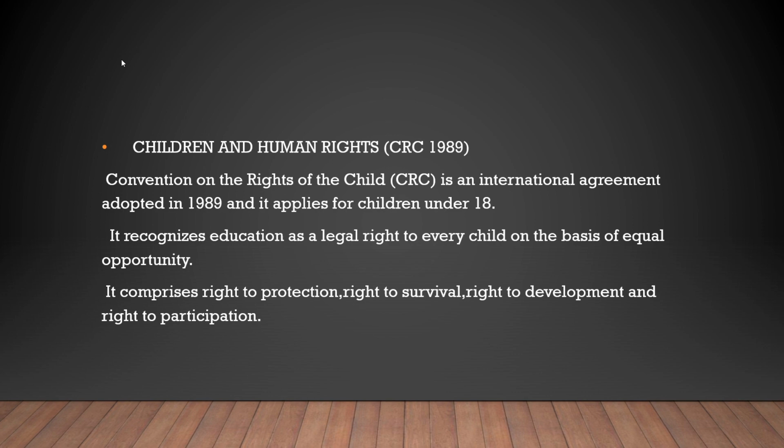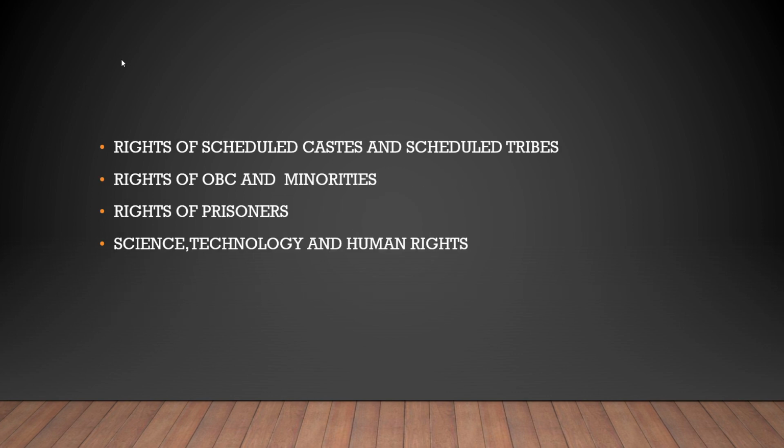Next, we can study rights of OBC and minorities, rights of scheduled caste and scheduled tribes, rights of prisoners, science, technology and human rights. The first one is right of scheduled caste and scheduled tribe. Right against discrimination by hurting or boycotting any SC/ST person.